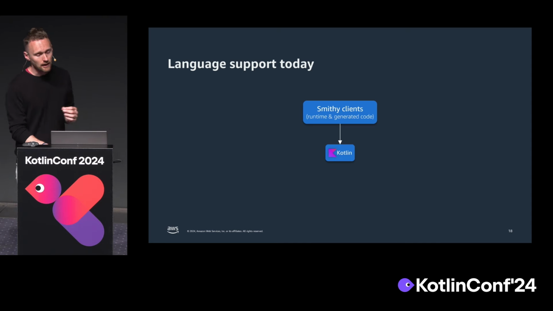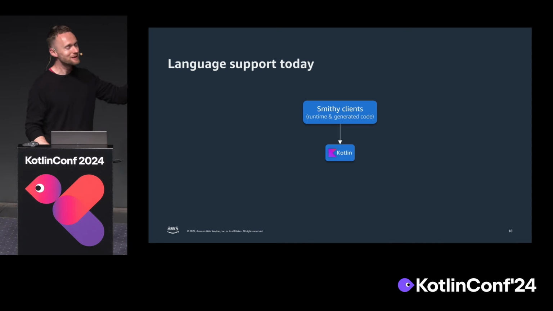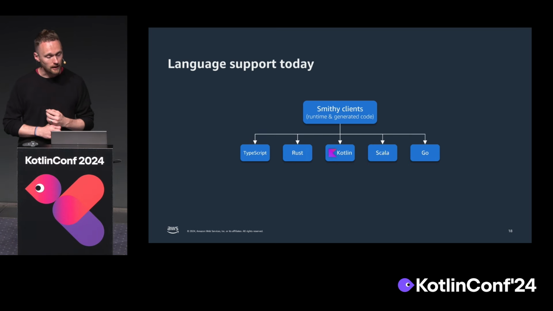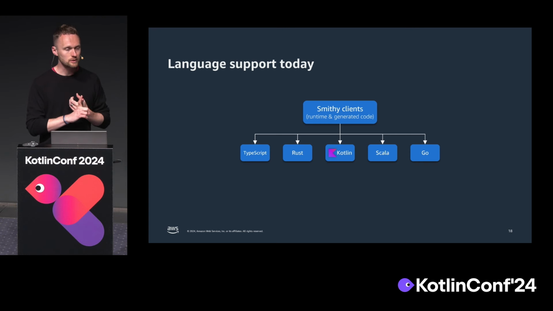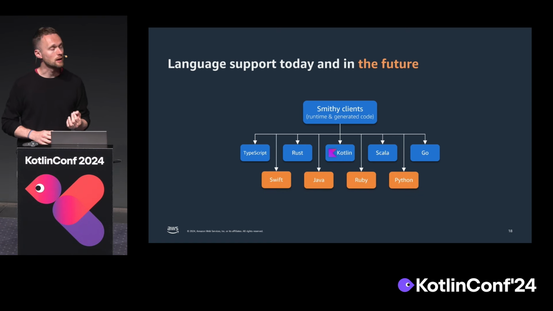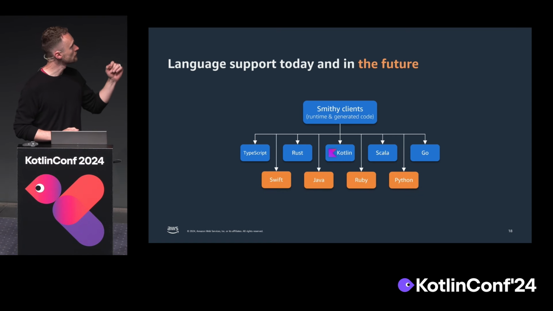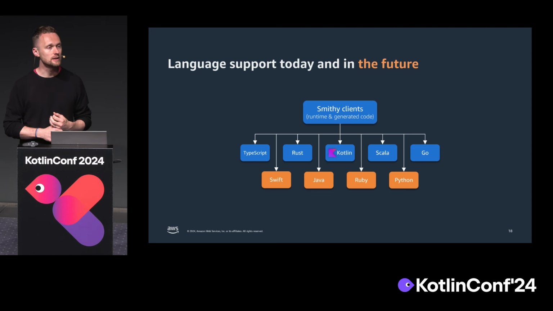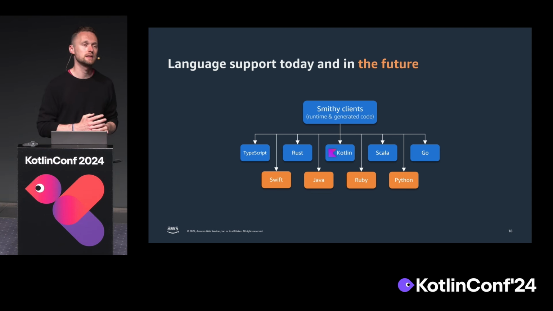And then finally, because this is KotlinConf, we've spent almost the entire day talking about just Kotlin, but as I alluded to a moment ago, there are Smithy generators for other languages. Currently, we have well-supported, well-used generators for TypeScript, for Rust, for Scala, and for Go. We're also actively working on adding support for Swift, Java, Ruby, and Python, and we're keeping an eye on other languages and ecosystems, how they're being used, to see where Smithy could provide additional value.